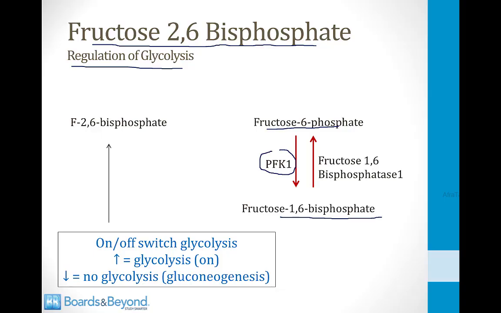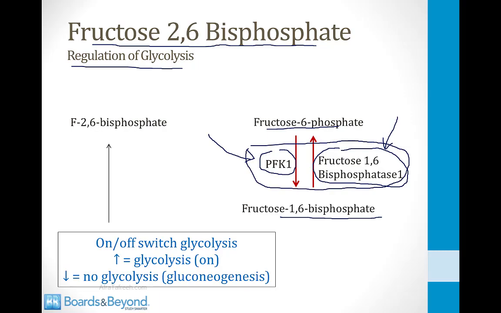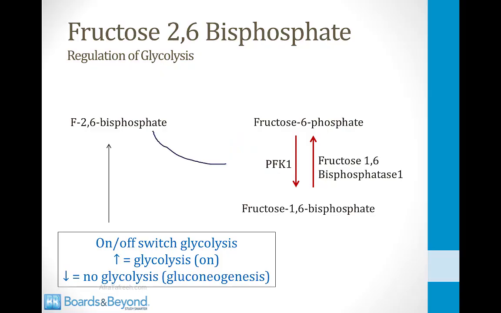The reverse reaction in gluconeogenesis is catalyzed by an enzyme called fructose 1,6-bisphosphatase 1. Just like PFK1 is the rate-limiting enzyme for glycolysis, fructose bisphosphatase 1 is the rate-limiting enzyme for gluconeogenesis. This means that the relative activity of these two enzymes determines whether molecules will flow in this direction for glycolysis or in the reverse direction for gluconeogenesis. What fructose 2,6-bisphosphate does is it activates phosphofructokinase 1 and it inhibits fructose 1,6-bisphosphatase 1. This means that it drives the flow of molecules in this direction, in the direction of glycolysis.